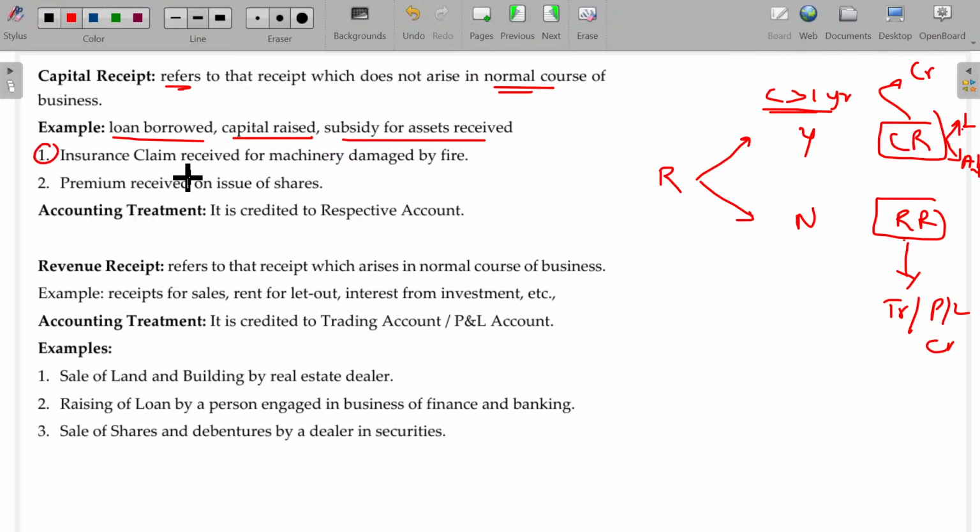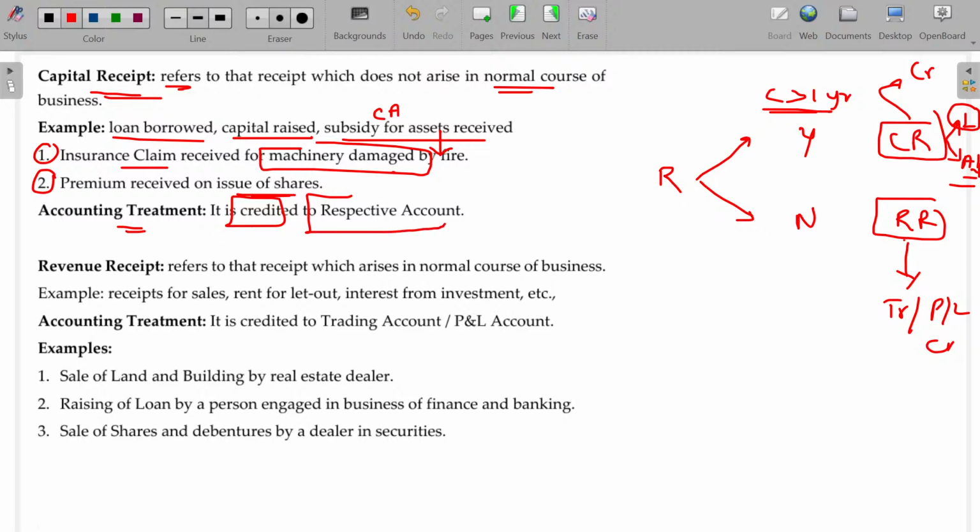Some examples: insurance claim received for machinery damaged by fire. Machinery is the capital asset. On damage of that, if you get any money, it is also a capital receipt. It's nothing but the amount received because of the reduction of the asset. And premium received on issue of shares, liability increases. These two are called accounting capital receipts. Accounting treatment: it should be credited to the respective account. Either it may be credited to the asset account or credited to the securities premium account.